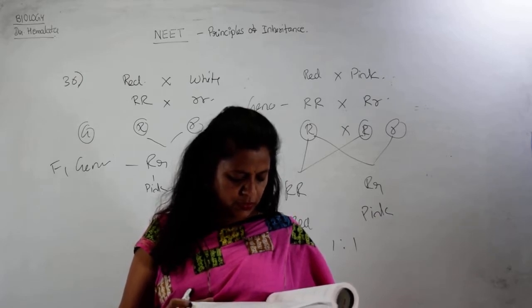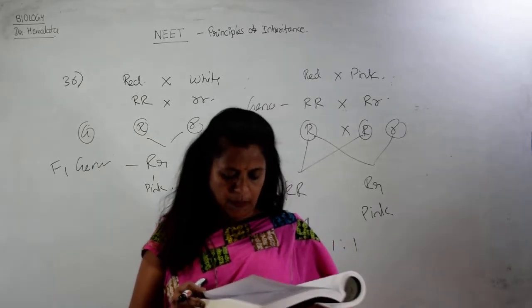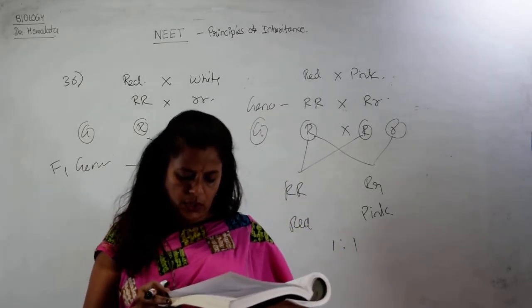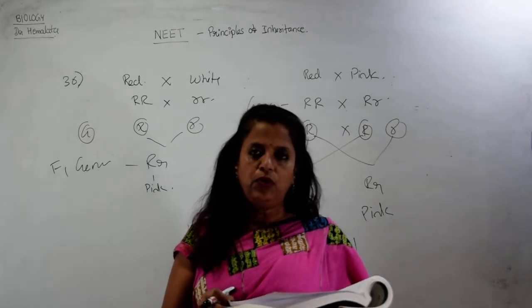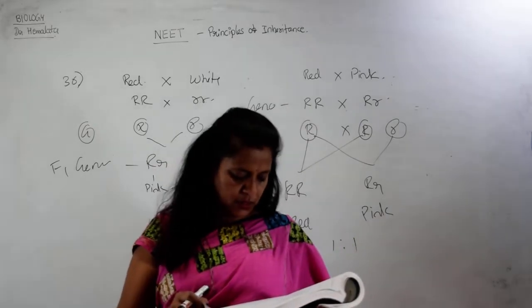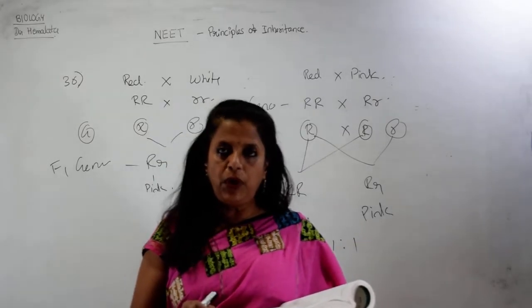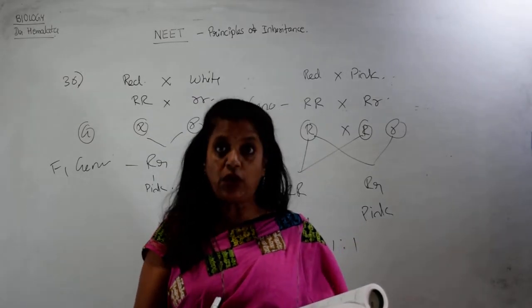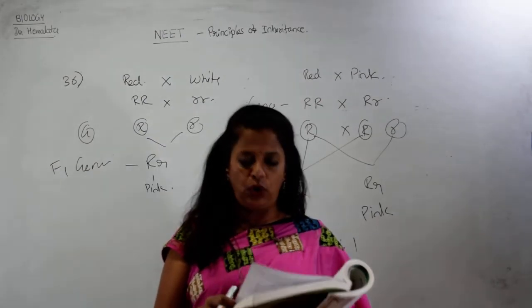Let's go to the 40th question. How many types of gametes can be produced by a diploid organism who is heterozygous for 4 loci? Means for 4 alleles, how many gametes are produced? It's like a diploid dihybrid cross. You just work on it. Dihybrid cross, how many gametes can be produced if it has 4 loci?